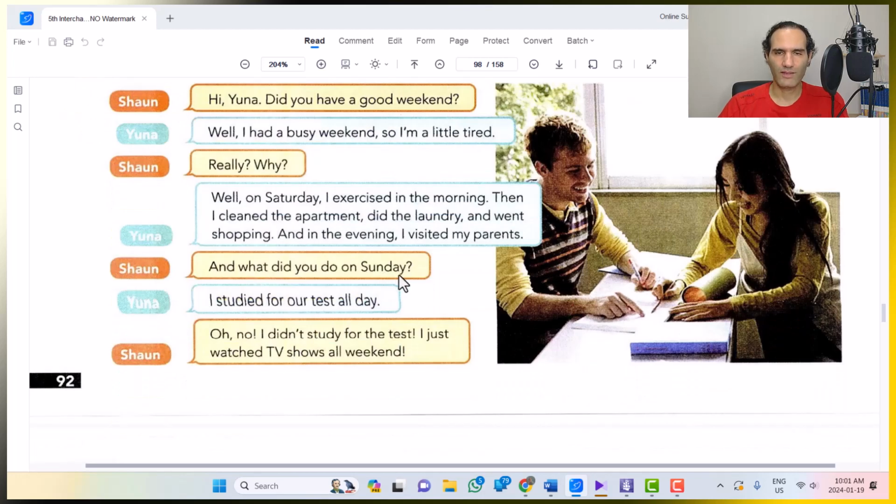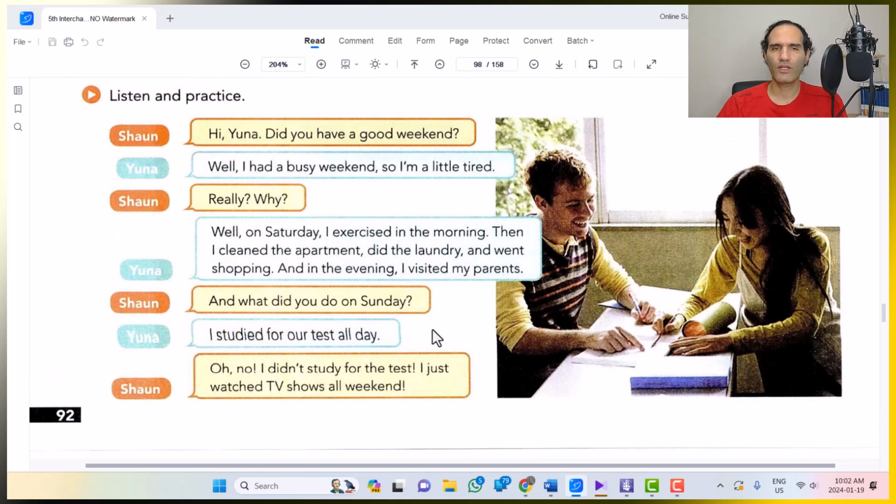What did you do on Sunday? So on, and uppercase S. I studied for our test all day. Question: Did you study for our test all day? Good. And I didn't study for the test. Negative. I just watched TV shows on the weekend. Question: Did you watch TV shows all weekend? Okay. So TV, capital T, capital V, and the stress on V. TV shows. Okay. So are you good?